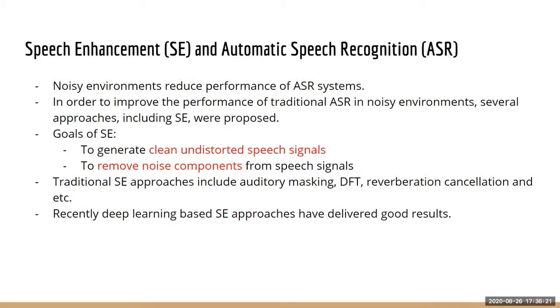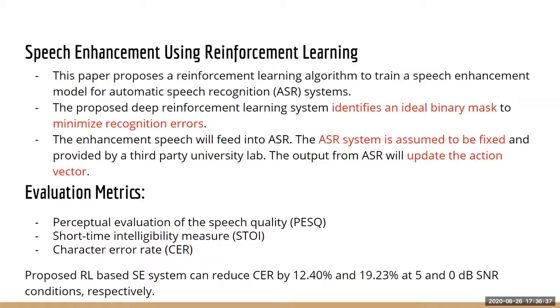However, some deep learning approaches have delivered great results in recent years, and this is one of the papers which builds upon them to suggest a reinforcement learning based setup to improve speech enhancement for automatic speech recognition systems. We'll quickly discuss an overview of the key aspects of the paper before diving into the details. Now, the proposed system identifies something called an ideal binary mask to be used for speech enhancement. We'll discuss ideal binary masks later in this presentation.